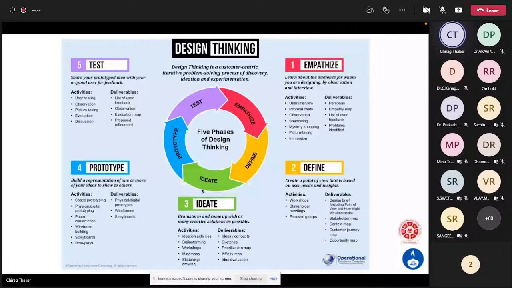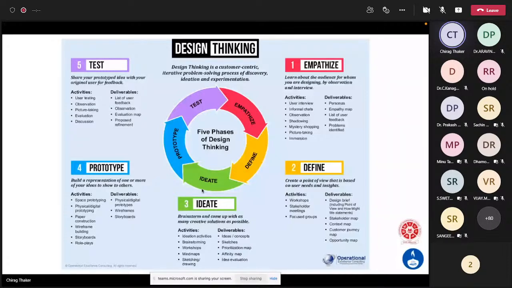So, not many maps are going to be part of the deliverables of the design stage, like stakeholder map, context map, customer journey map, opportunity map. If you are in the ideate stage, what are going to be your activities? Ideation activities: brainstorming, workshops, mind maps, and sketching and drawing. And what are going to be your deliverables in the ideate stage or ideation stage? Sketches, affinity map, prioritization map, ideas, concepts, and very important, idea evaluation.